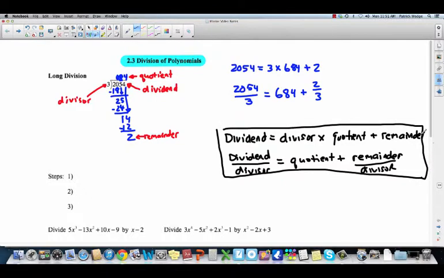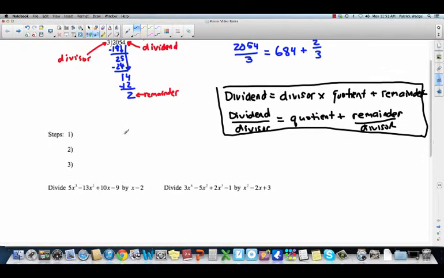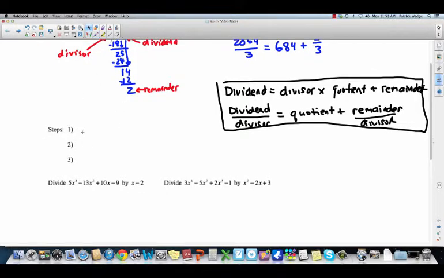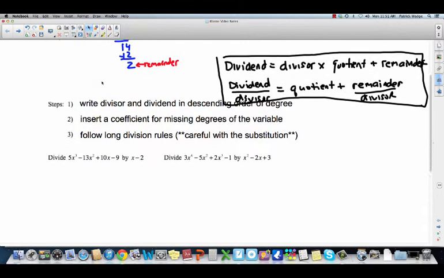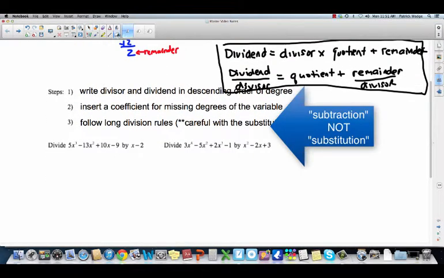Sorry. Okay, all right, so now we're going to learn how to do long division with polynomials. So here are the steps. First step, I was worried that would happen. You're going to write the divisor and the dividend in descending order of degree. You're going to insert a coefficient of 0 for missing degrees of the variable, and you're going to follow long division rules. Be very careful with the subtraction. Okay, so pause the video if you want and write that down.